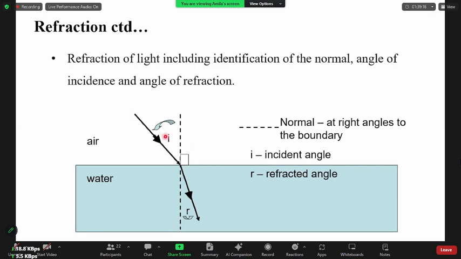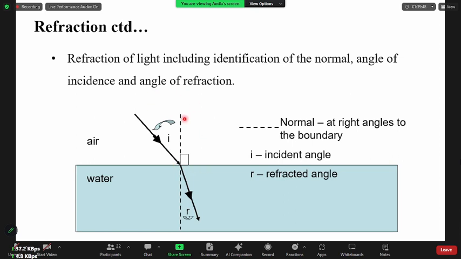And the angle between the normal and incident ray, we call the incident angle. And the angle between the normal and refracted ray, we call the refracted angle, right?